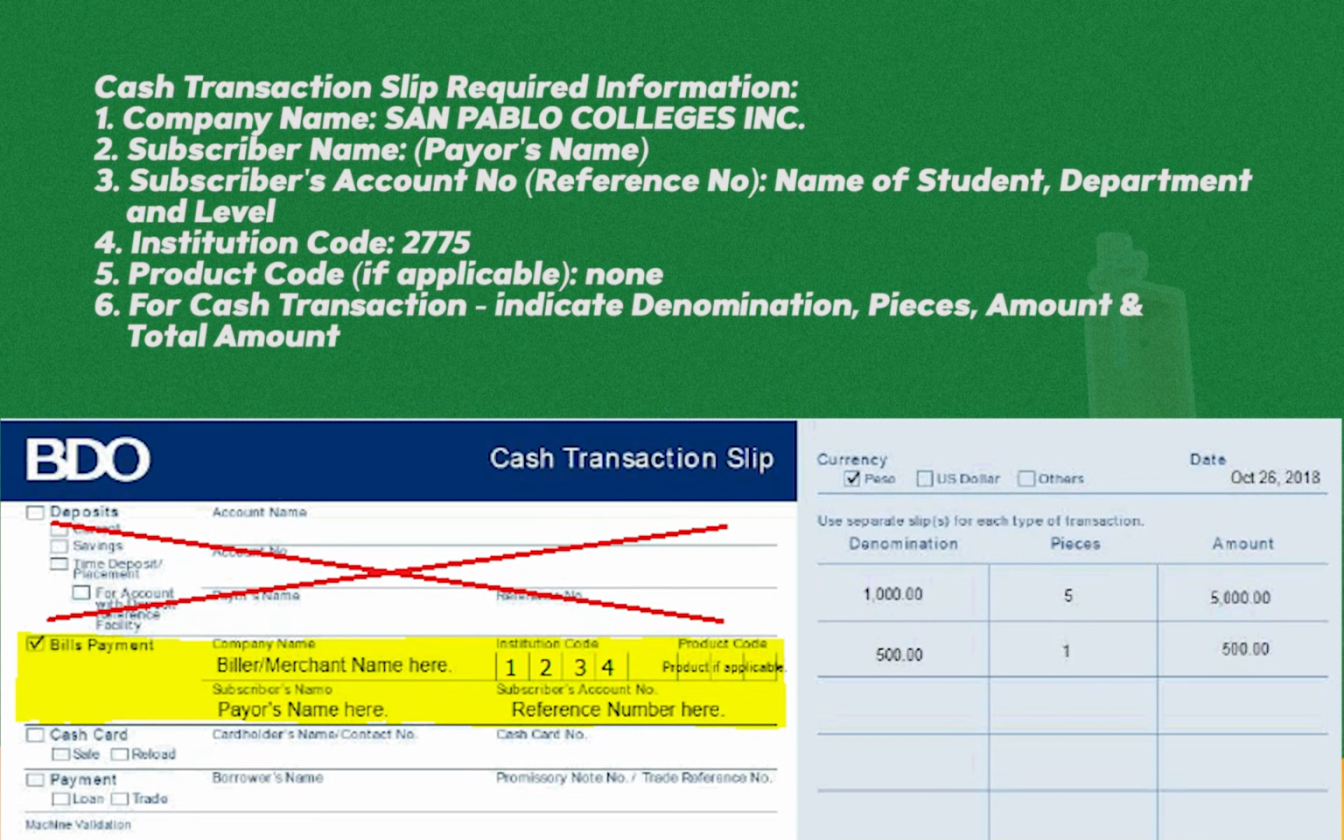Cash transaction slip required information. 1. Company name: San Pablo Colleges Incorporated. 2. Subscriber's name, payer's name. 3. Subscriber's account number or reference number, name of student, department, and level. 4. Institution code 2775. 5. Product code: none. 6. For cash transactions, indicate denomination, pieces, amount, and total amount.